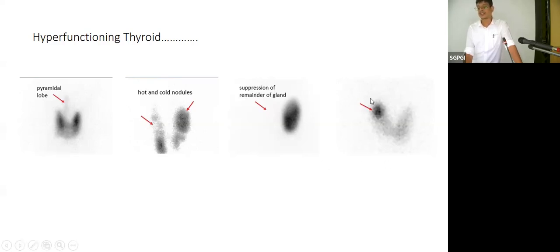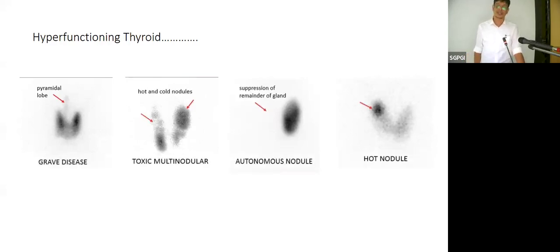And here you can see that both glands are clearly visualized, but one area is taking up the tracer and the rest of the gland is being suppressed. So there are 4 distinct patterns of thyroid scan upon which you decide the possible diagnosis. These are the 4 possible diagnoses which you can easily differentiate based on the thyroid scan.